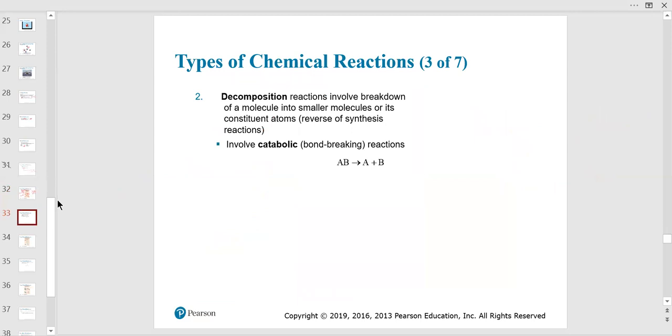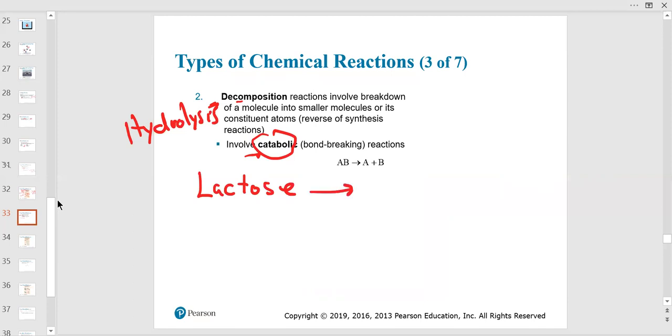Now, decomposition is catabolic. Let's use another one. Let's use lactose. Lactose is a disaccharide. So we need an enzyme called lactase to break that down, but we also need water. So decomposition is catabolic, breaking it down. And this is going to involve hydrolysis. So we're going to add water. Lysis means to break up. So to break up lactose, we add water plus an enzyme called lactase, and you're going to get glucose, which we should know by now is a monosaccharide carbohydrate, plus another monosaccharide called galactose. So that's catabolic.